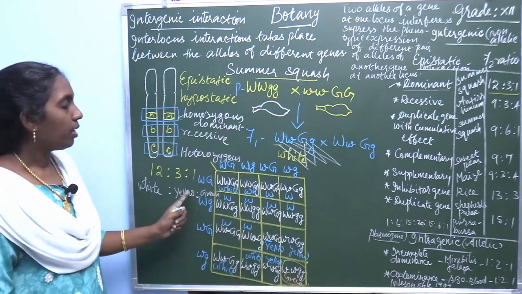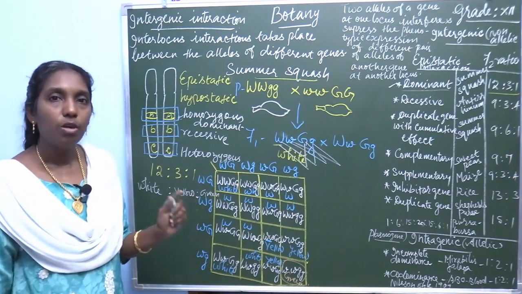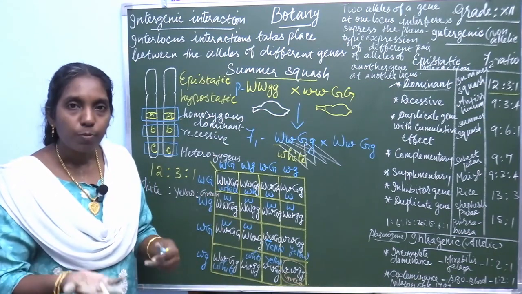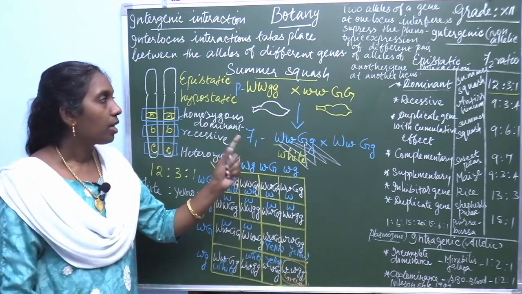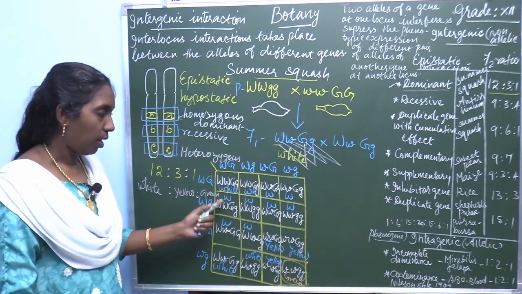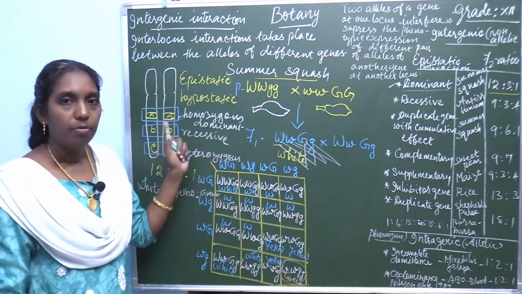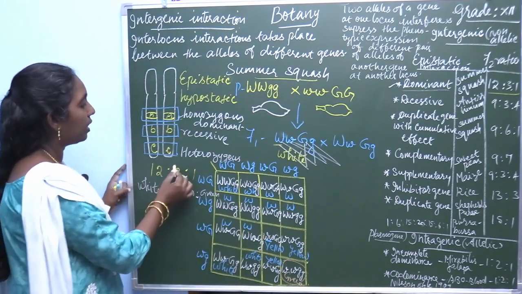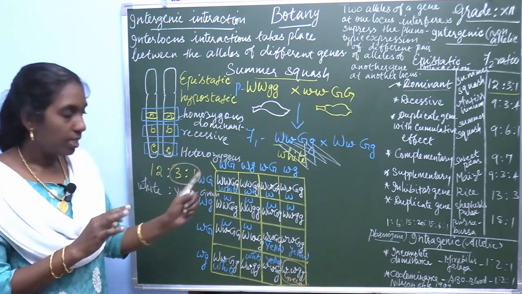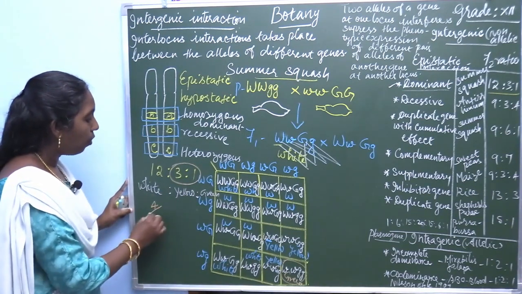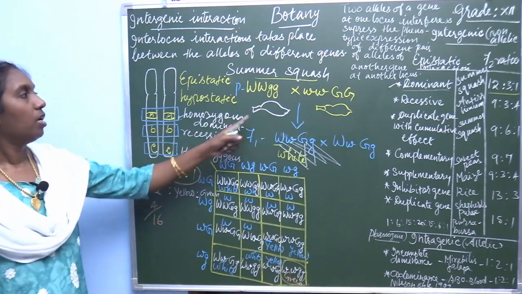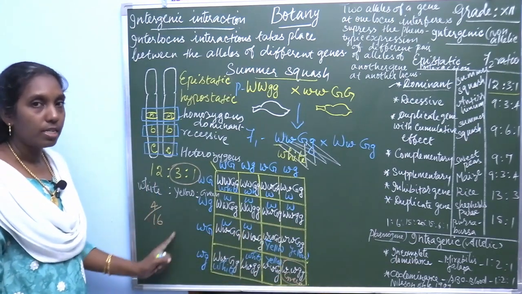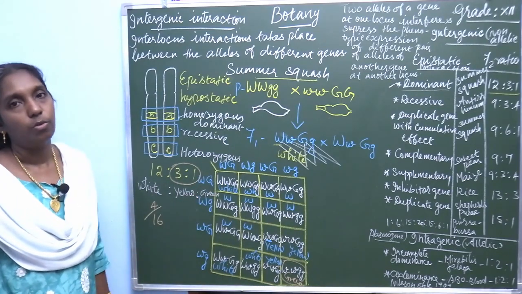So this dominant epistasis gives the ratio 12:3:1. What is the epistatic gene? The epistatic gene is white, capital W, which suppresses the expression of any color, either yellow or green, because of the presence of this white. So the other genes are hypostatic genes, and this is the epistatic gene. There are 12 white, but the colored fruits are 3 plus 1, only 4 out of 16: either yellow 3 or 1 green. The remaining give white color.